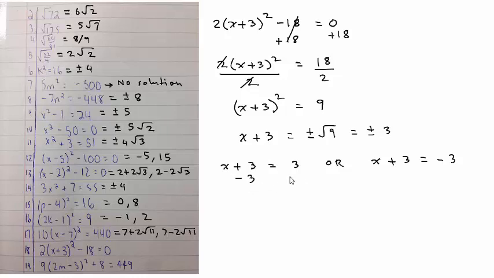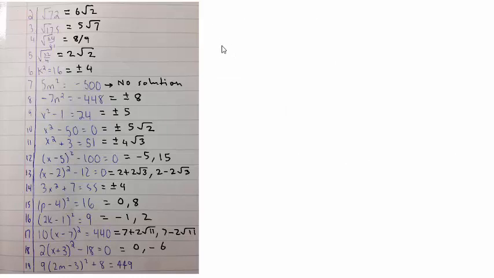You want to solve for x, subtract 3. So these two cross out, these two cross out, 3 minus 3 is 0. So either x is equal to 0 or, subtract 3, you have x is equal to negative 6. So the answers over here are 0 and negative 6. Last problem on this sheet, number 19. 9 multiplied with 2m minus 3 whole squared plus 8 is equal to 449.